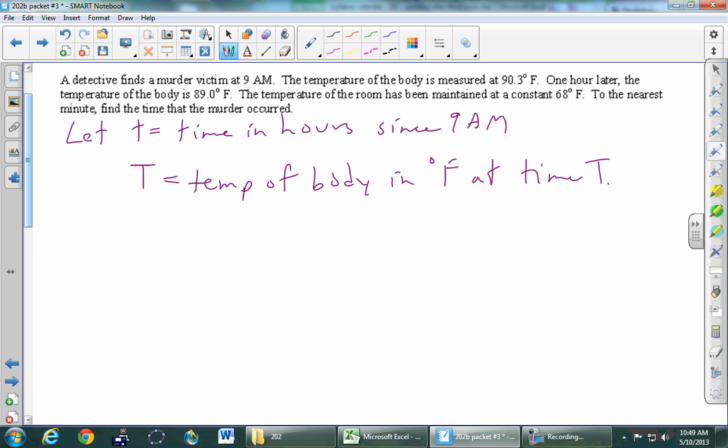Okay? What happens to the body once this unfortunate person is killed? What happens to the temperature? It's going to decrease, right? Because the temperature of a healthy body is 98.6. Does it ever strike you as strange, that number? That we have that much precision and it's certainly not a constant.